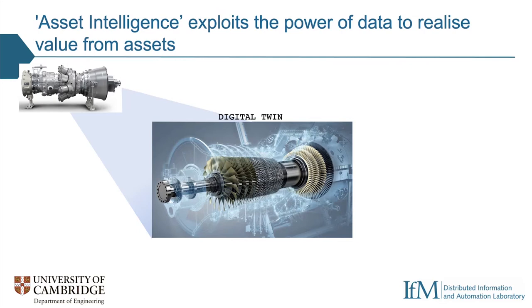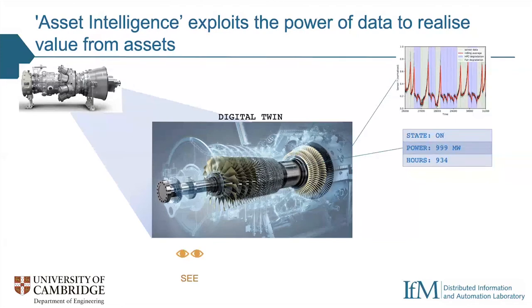So now if the physical twin of this gas turbine, the actual gas turbine, is equipped with sensors, for example, the digital twin or this intelligent asset will let us see what is actually happening on the physical asset. So here in this example, you might have a number of sensors that are sending data, so you can visualize those sensors, but also the asset would be sending other information that allows us to understand what state it is in, on or off, how much power it is generating, how many hours it has been running for, and so on and so forth. So asset intelligence allows you to see what is happening to your assets.